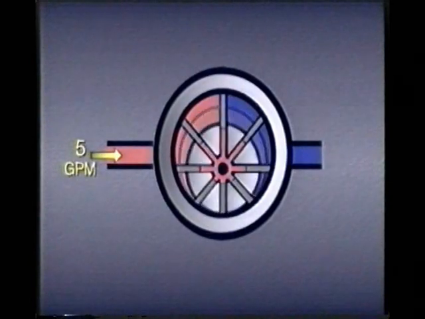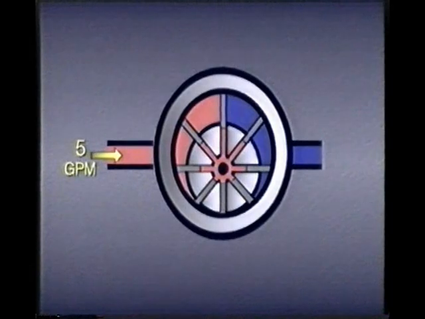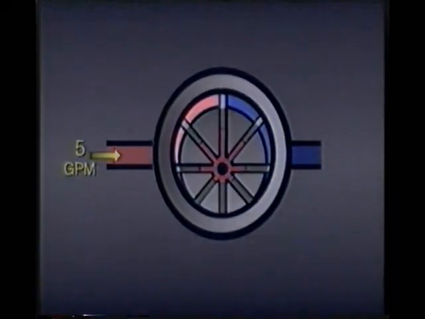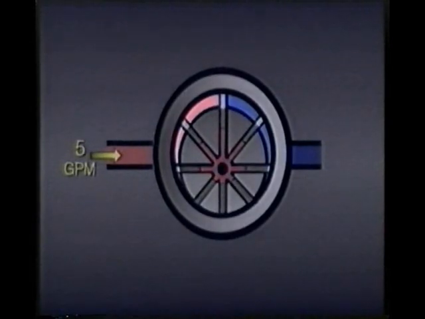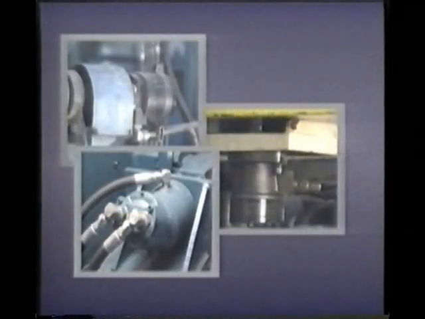Increasing the displacement without changing the flow rate will slow the motor down, because the same amount of fluid has to fill a larger space inside the motor. And decreasing the displacement without changing the flow rate will speed the motor up, because the same amount of fluid only has to fill a smaller space inside the motor. Now, let's take a close look at how each type of motor works.